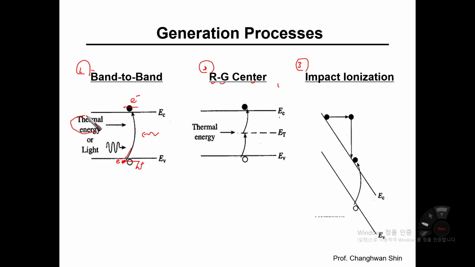Usually it is thermal energy, but in some cases light, photon, not phonon. Phonon is vibrating silicon atoms, and photon is light. So when light or externally applied thermal energy is given, electron-hole pairs are created. In this specific case, electrons and holes are created by the band-to-band generation process.